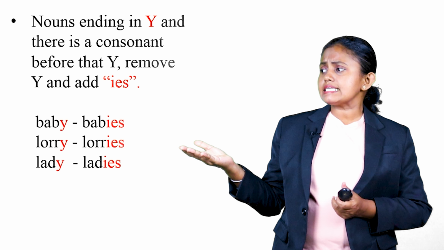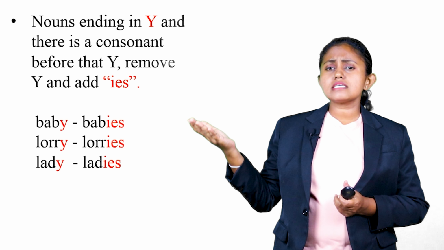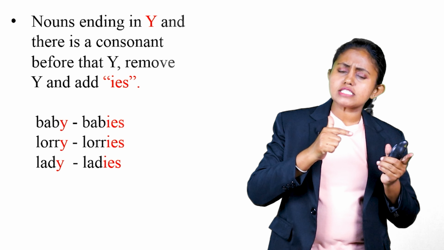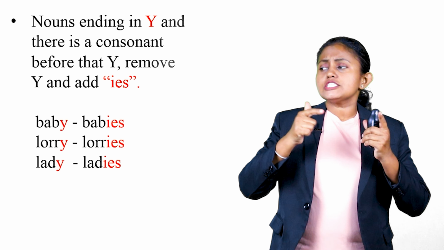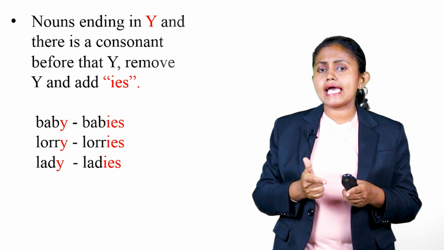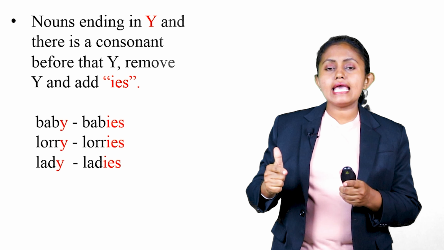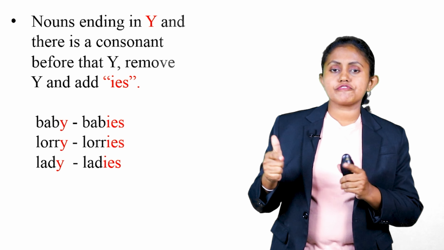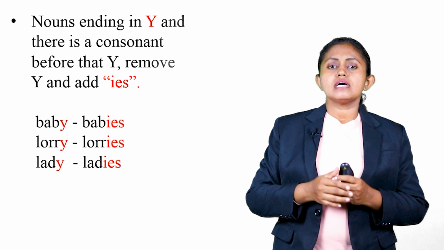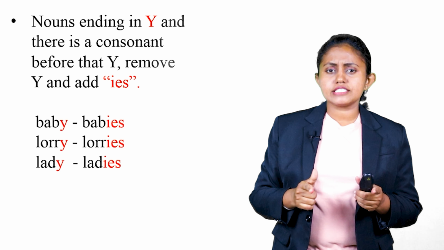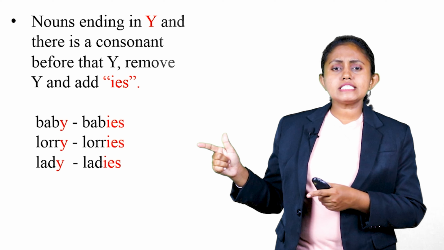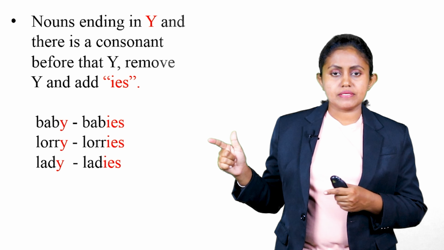Nouns ending in Y, and if there is a consonant before that Y, you have to remove that Y and add IES to make the plural of that noun. Let's see some examples. Then you can get a clear idea on that, right? The first example is baby.